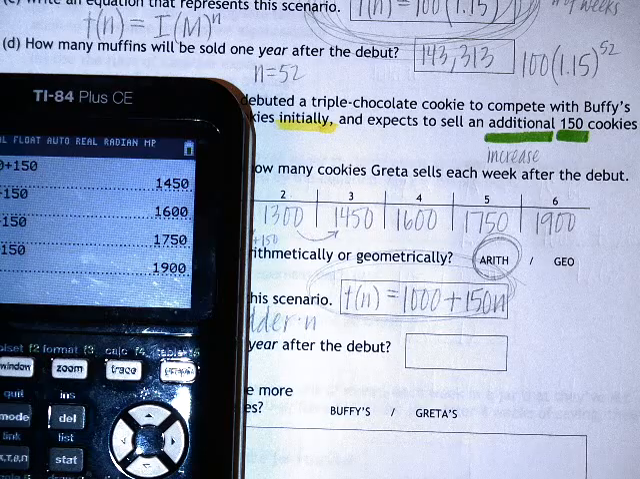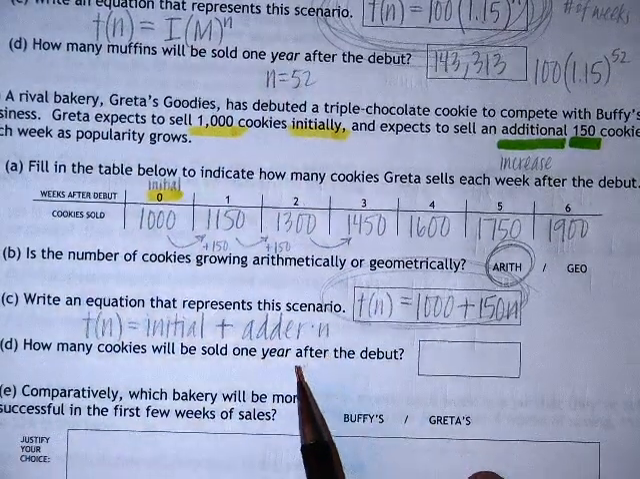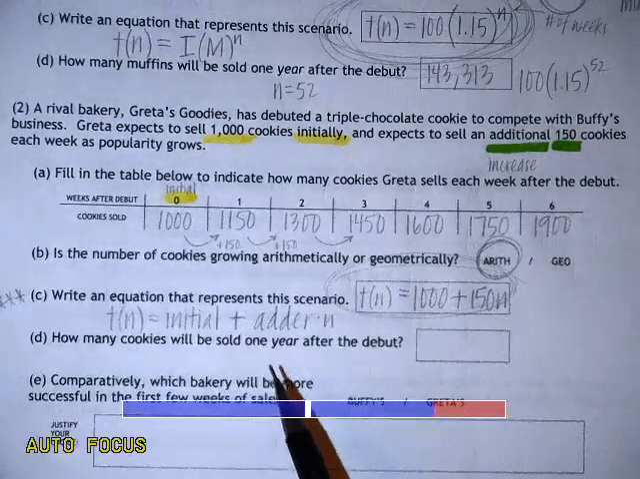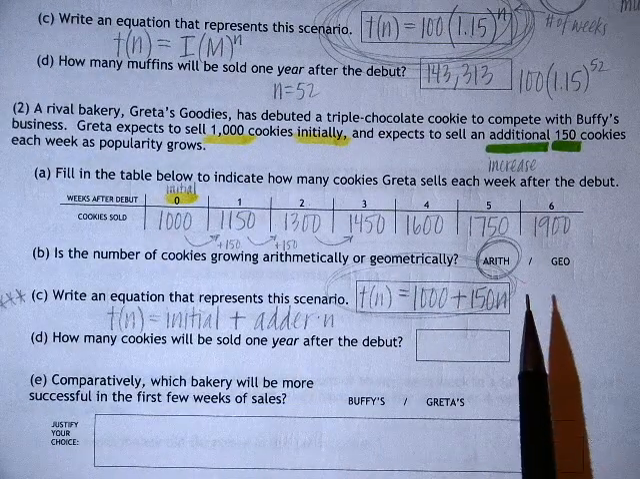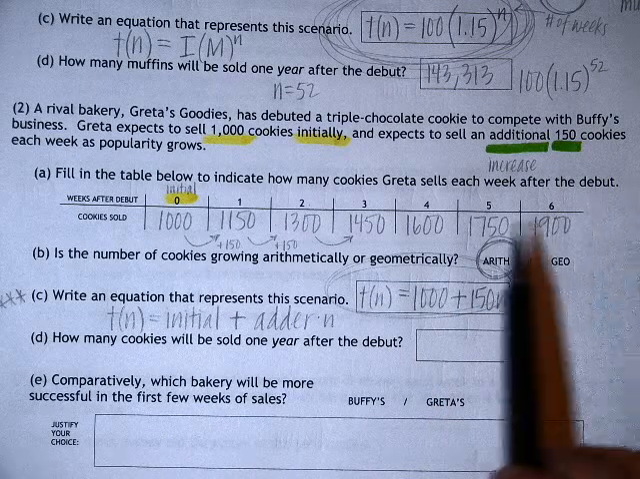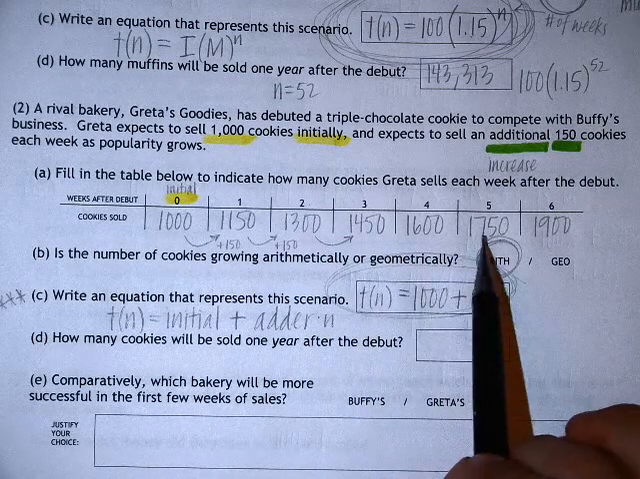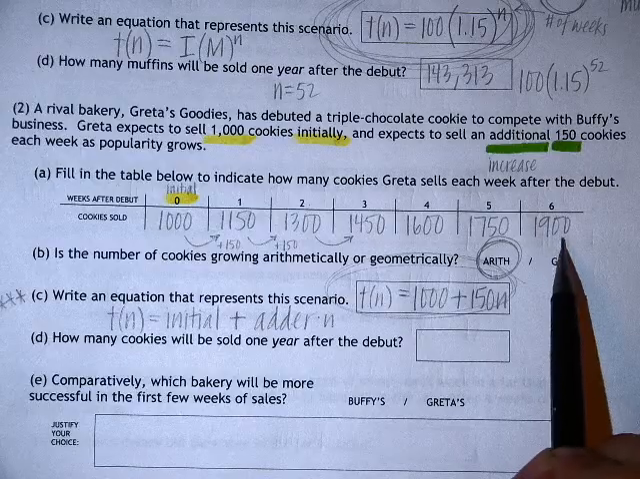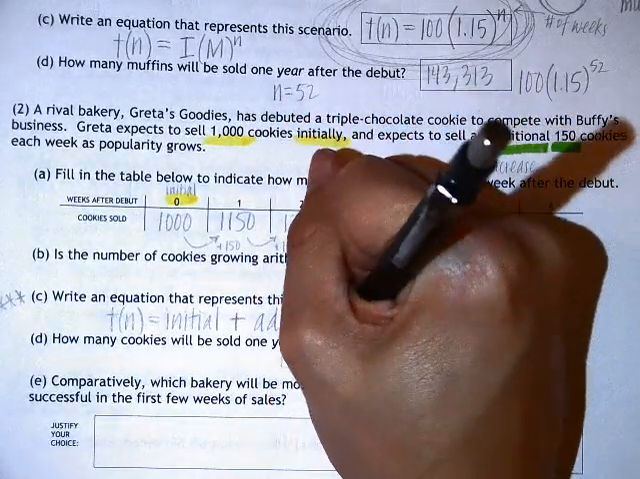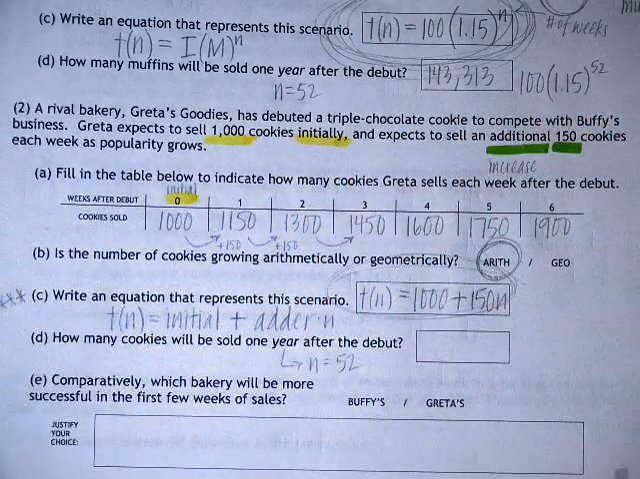plus 150. Now the question that we don't want to do in the table, if I was to guess, was question letter D. Because I don't know about you, but you're probably a practical person, and I'd like to think that I am as well. It took long enough to just do plus 150, plus 150, plus 150, plus 150 to get to week 6. And a year after the debut is 52 weeks later.